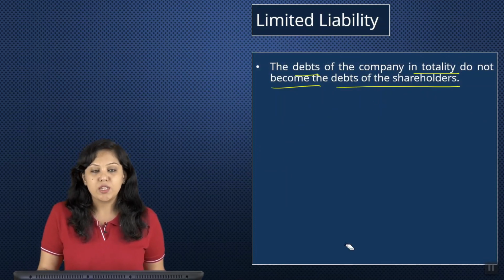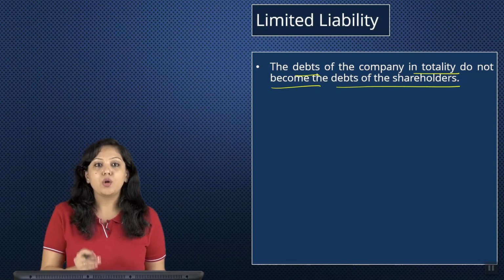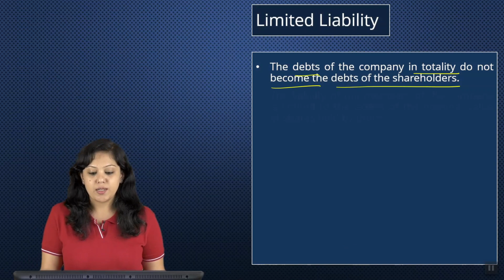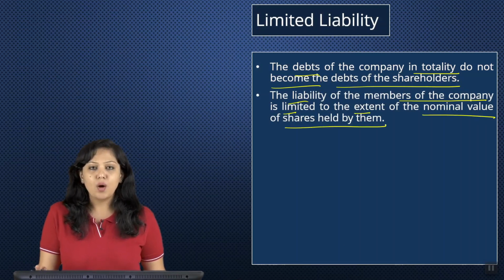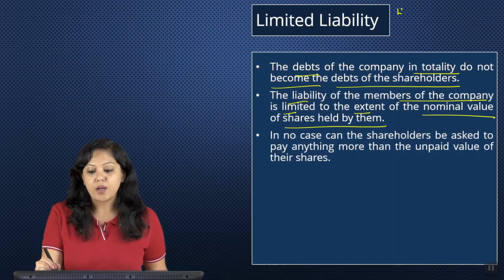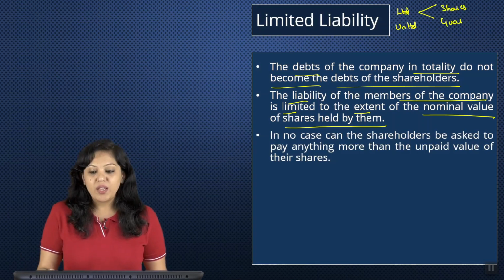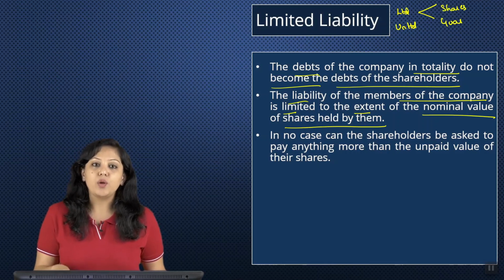There is no mutual agency. The members or the owners of the company are not liable to make good the losses suffered by the creditors. The liability of members of the company is limited to the extent of the nominal value of shares held by them. Now, there are types of companies based on liability. We have limited company, we have unlimited company. Under limited, there are two types: one is by shares, one is by guarantee. Either limited by shares or limited by guarantee, the shareholders' liability will be limited.